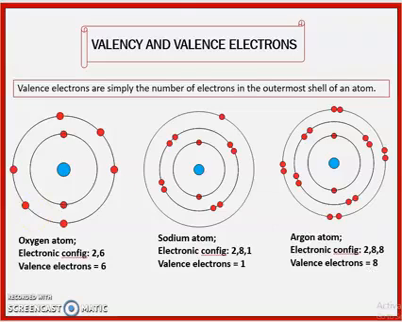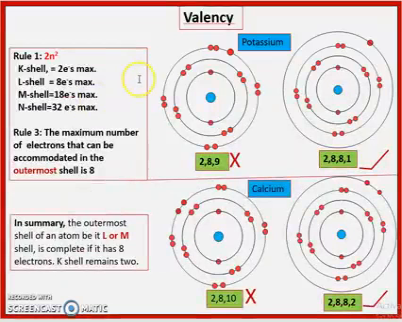Okay? Good. Then, we want to talk about valency now. Before that, we want to refresh our memory on what we discussed in shell electronic configuration. The Bohr and Bury scheme, the rules guiding electronic configuration. The first and third rule is what we are interested in here.